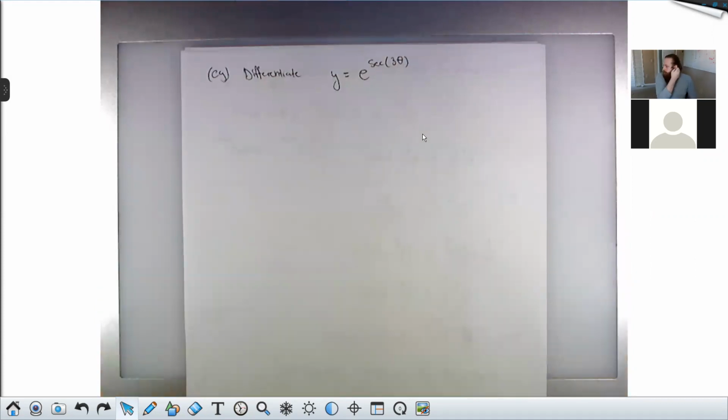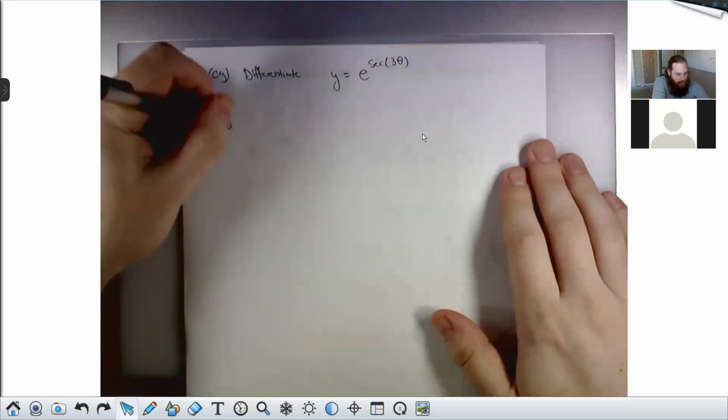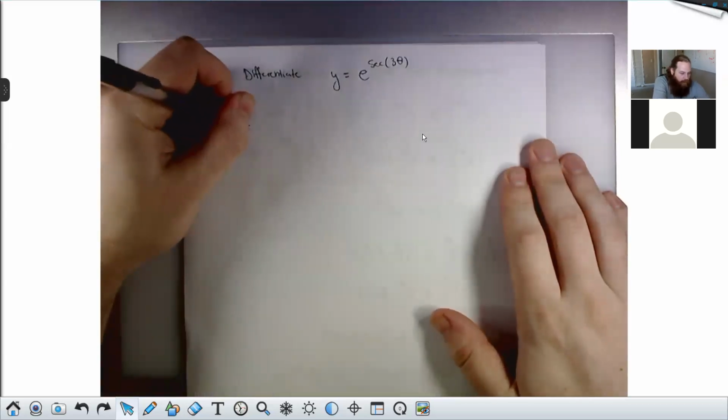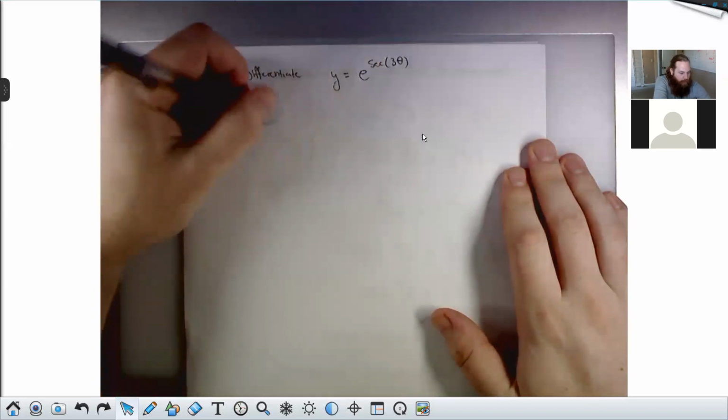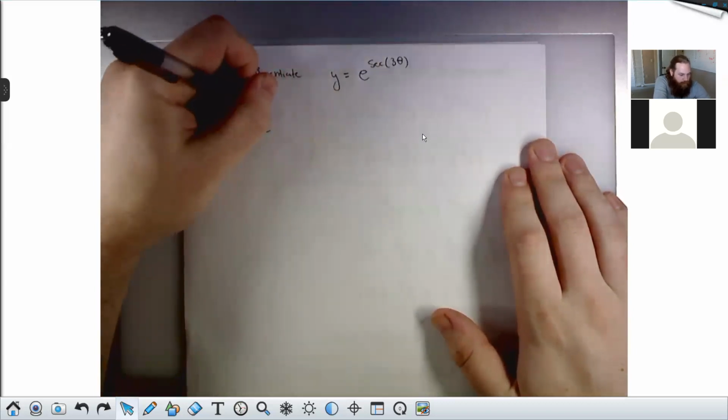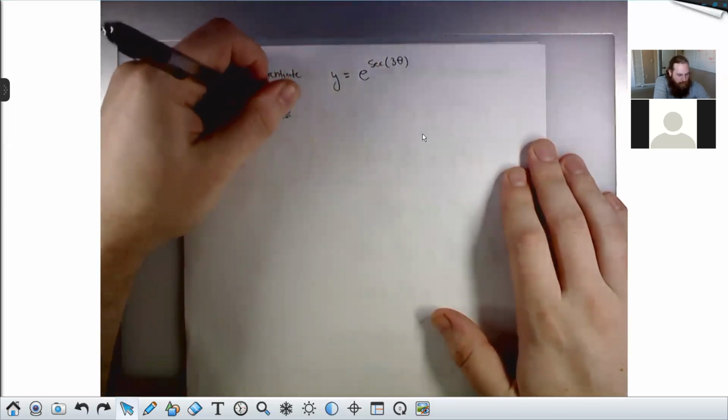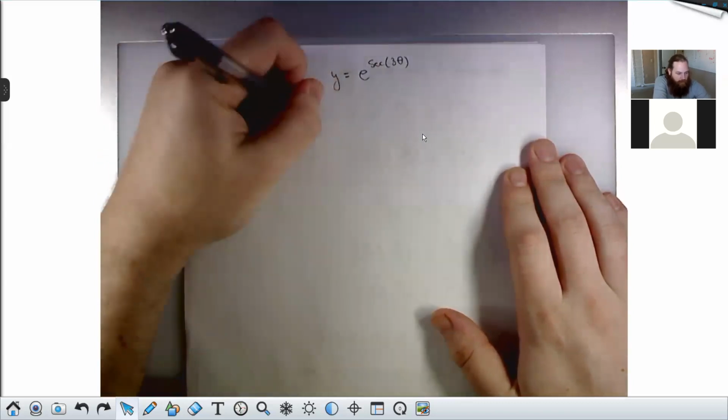So again, I have a composite function. In fact, I have two composites layered within each other: e to some stuff, and then that stuff is the secant of 3 theta. So one of our consequences of the chain rule is that e to some stuff always differentiates to e to that stuff times the derivative of that stuff.